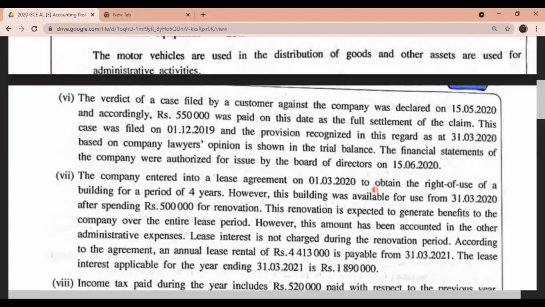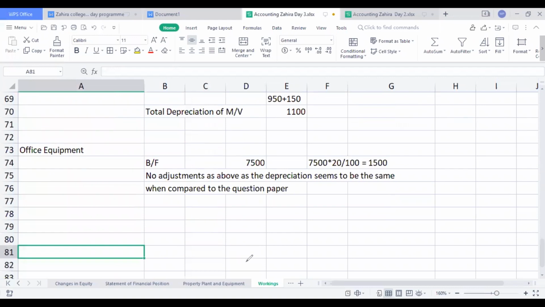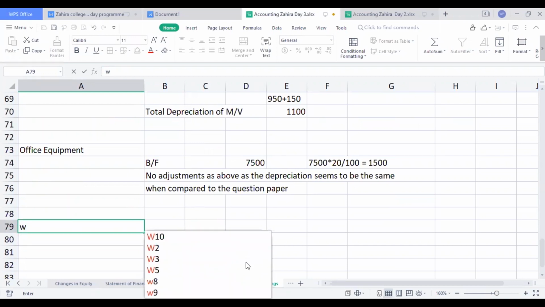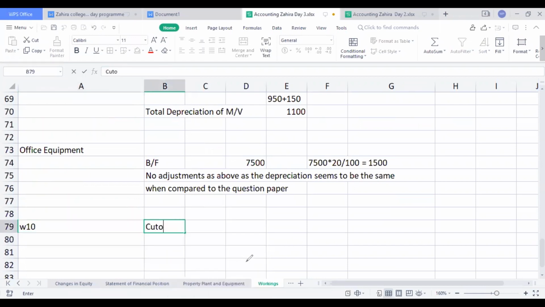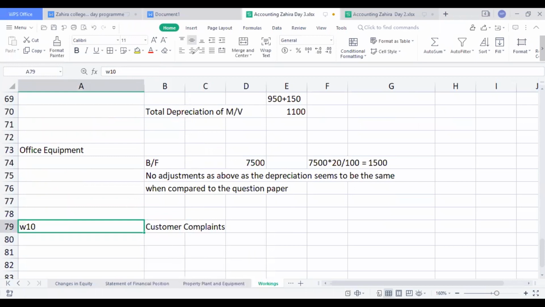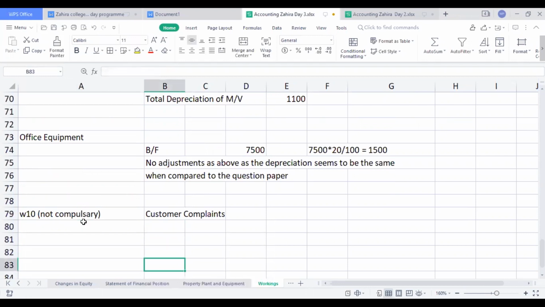15/6/2020. Now, let me take a timeline for you guys to show how it works. Let me move on to my workings area to show you how it happens. This is the customer complaint. I'll take this working. Customer provision or customer complaint, just for your knowledge, guys. These things are not compulsory. So I'll write they're not compulsory, but it's better if you know this, because there's no big adjustment for this, but you know how it works.